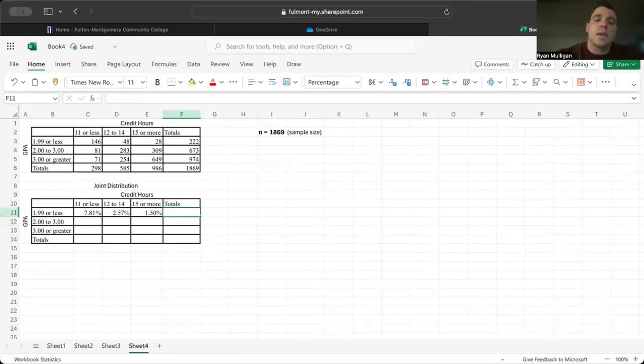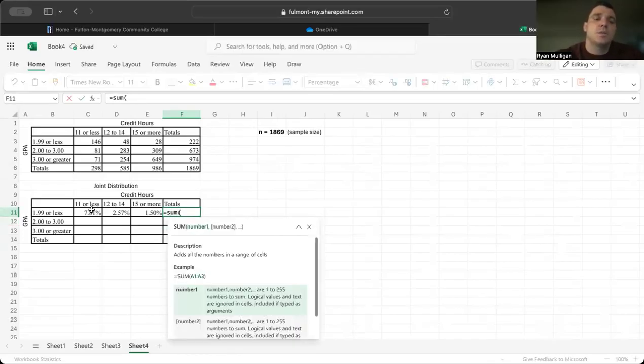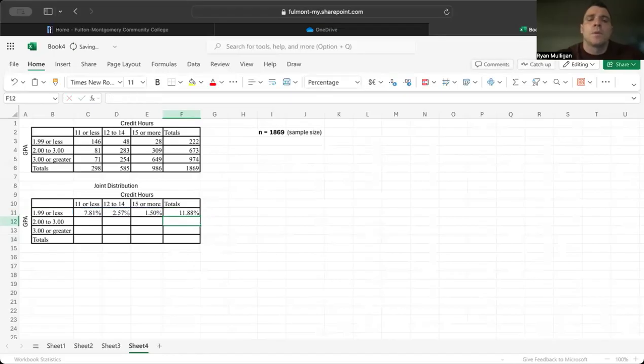If I were to delete that and add up the percentages in that row, I will still get 11.88. Okay, and that's just the way this works, because the joint distribution is based off of moving up and then moving down. Okay. And then I'm just going to do the rest of the table.